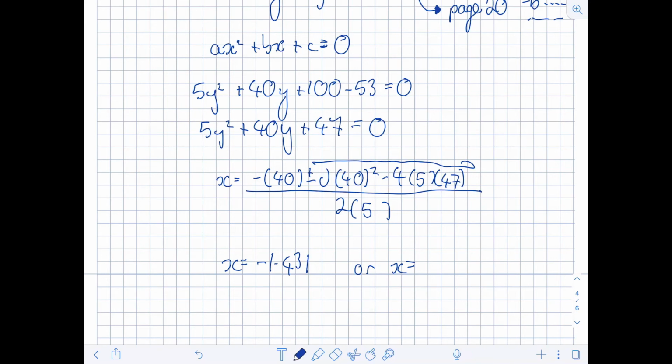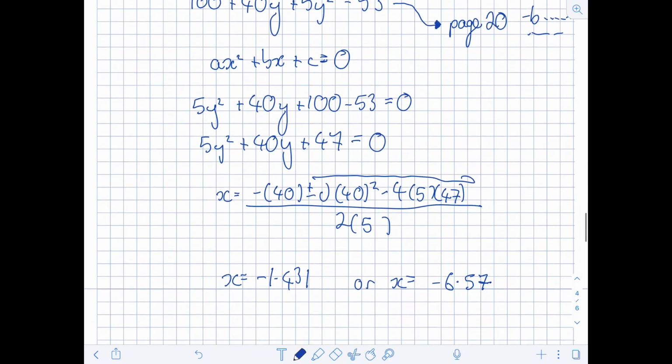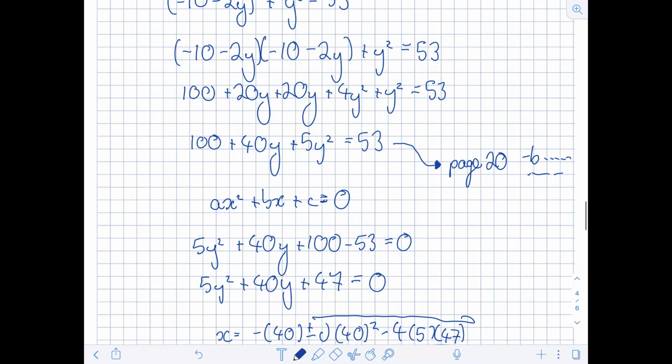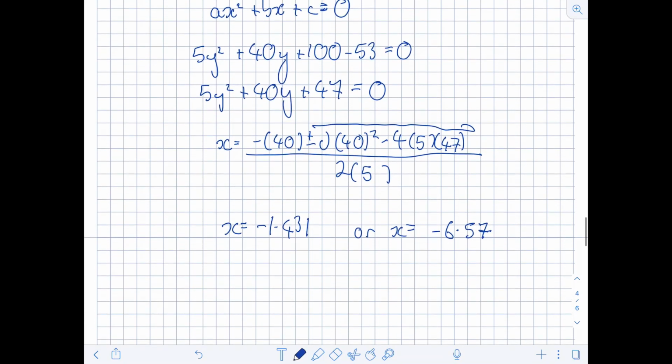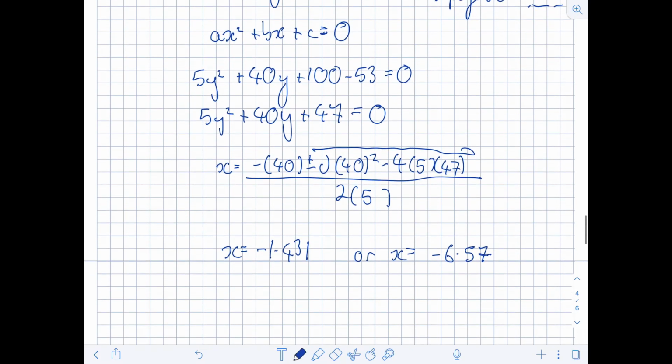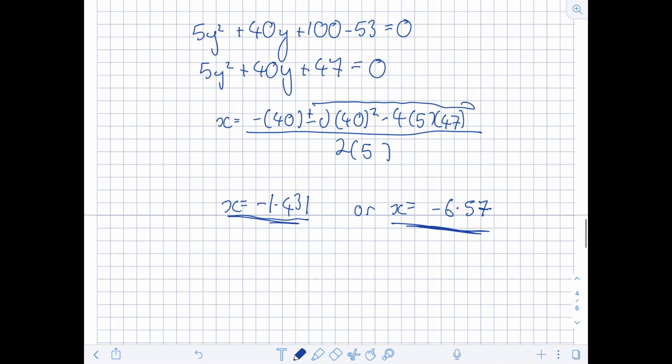SD x equals minus 6.57. Okay, so that's not really where I wanted to be, but anyway, that's where we are. So I now know my x value and my y value. Sorry, I now know my x value and a second x value. So for each of these x values, there's going to be a corresponding y value.